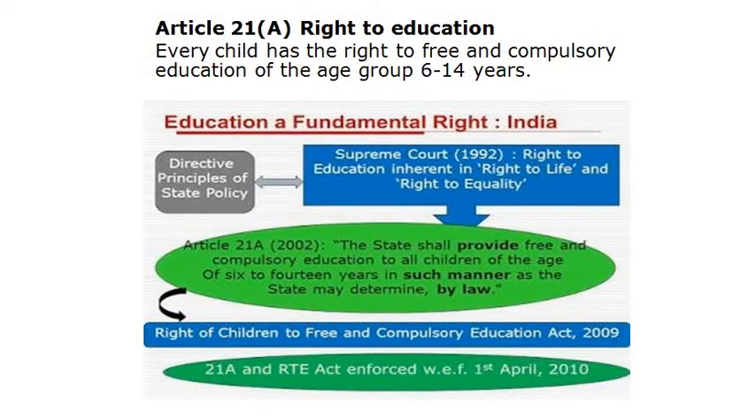Article 21A deals with the right to education. That is, every child has the right to free and compulsory education in the age group of 6 to 14. That means children between 6 and 14 years will get compulsory free education.